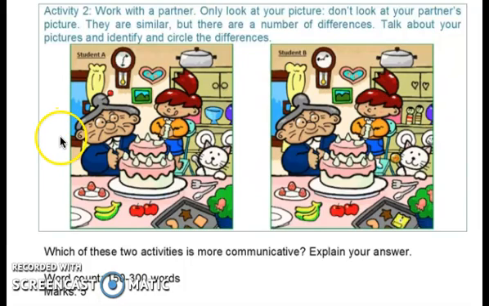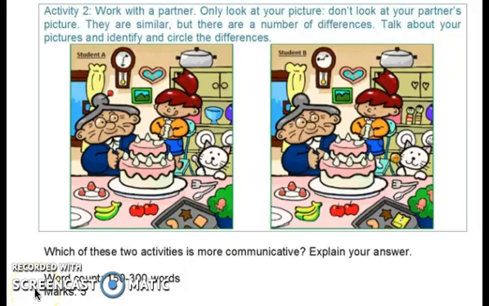So this is what you are looking at in comparing activity 1 and activity 2. You don't need to actually do the activity. So the part of the instruction that says talk about your pictures and identify and circle the differences is the instruction for the students if you were to hand out this activity in an actual lesson. But for the assignment, all you need to do is read the instructions and make sure that you understand the activity. Your actual task is this part here.